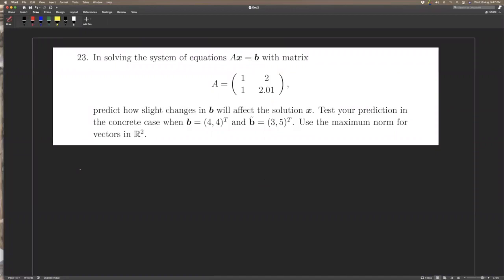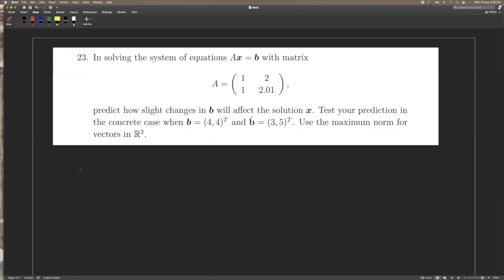Next, let us take up the 23rd problem. In this problem, we are interested in solving the system AX equal to B, where A is given by 1, 2, 1, 2.01. Our interest is to estimate the relative error in the solution X in terms of the relative error in B. That is what is asked here. If you slightly change the vector B, how will that affect our solution X.